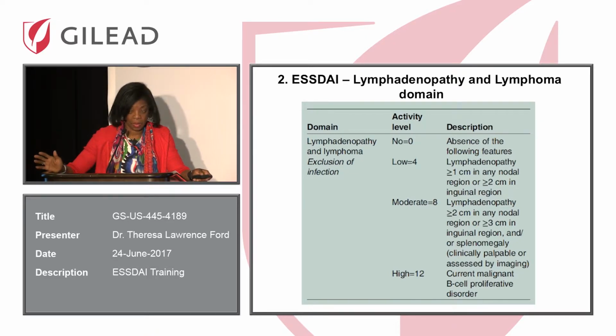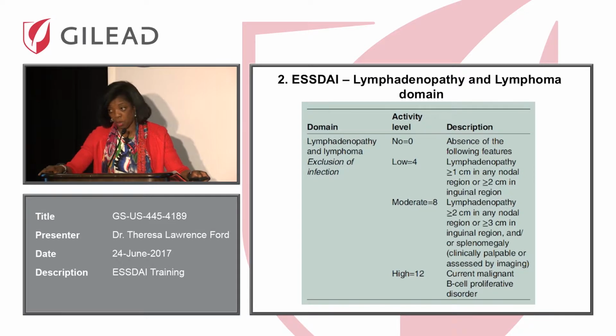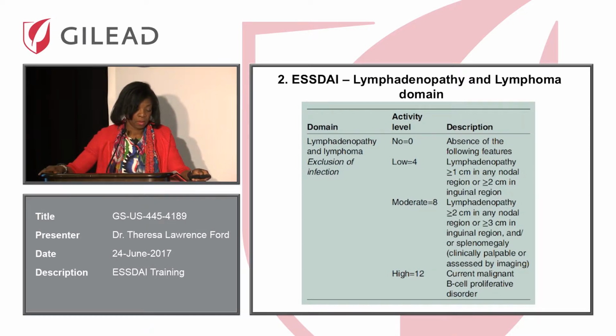But lymphadenopathy, 1 or more centimeters in any nodal region, or 2 or more centimeters in the inguinal region. That gets you a 4. A moderate would be lymphadenopathy, we're moving up a centimeter, 2 or more centimeters in any nodal area, or 3 or more centimeters in the inguinal region and or splenomegaly. A 12 then would be current malignant B-cell proliferative disorder, and obviously that patient would be excluded from our trial.